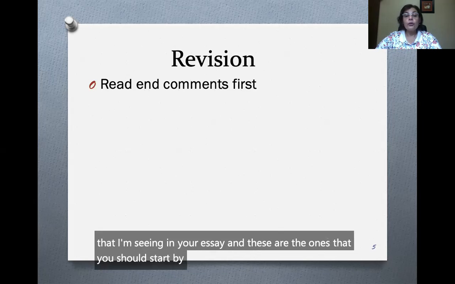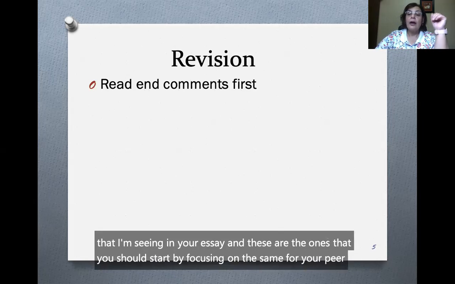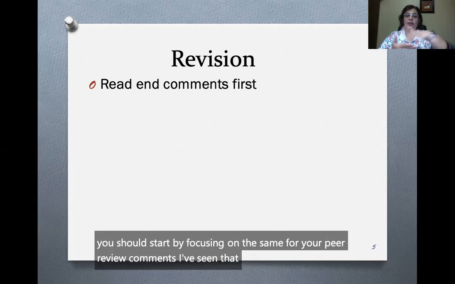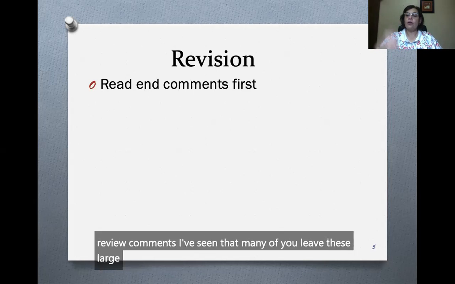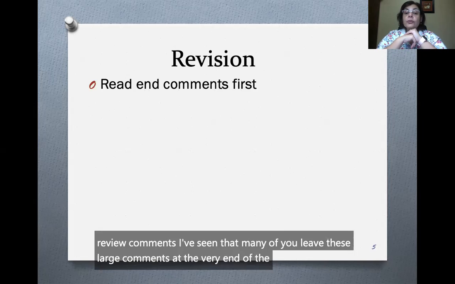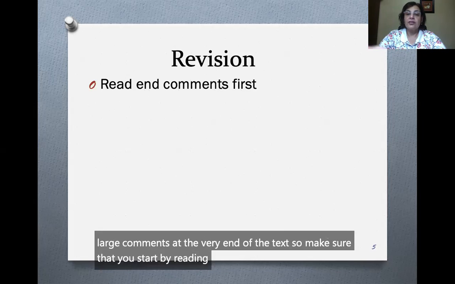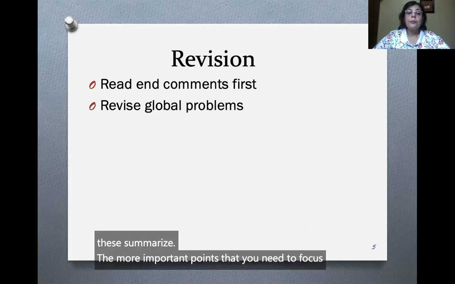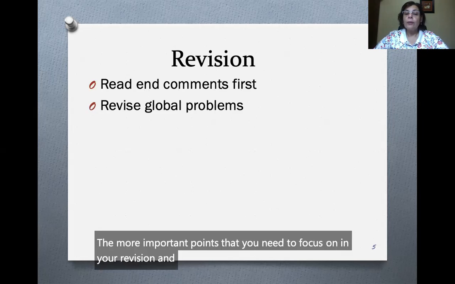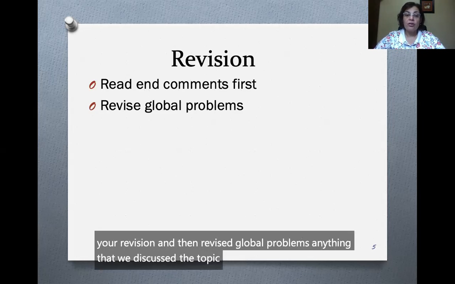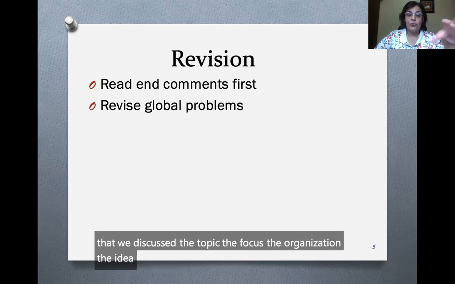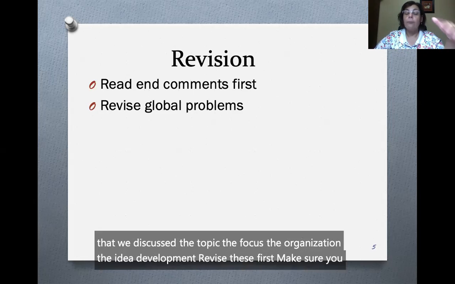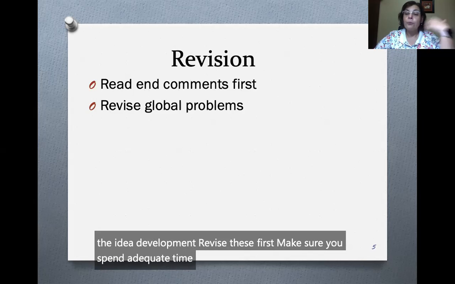The same goes for your peer review comments. I've seen that many of you leave these large comments at the very end of the text. So make sure that you start by reading these, because they summarize the more important points that you need to focus on in your revision. And then revise global problems, anything that we discussed: the topic, the focus, the organization, the idea development. Revise these first. Make sure you spend adequate time revising and improving the content of your paper.